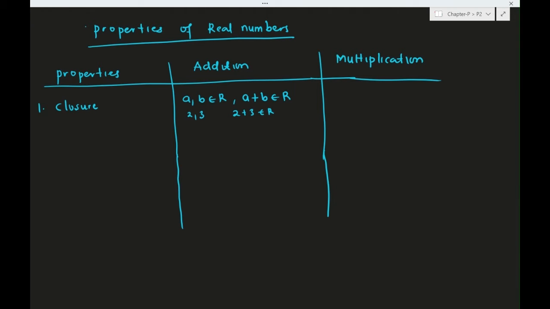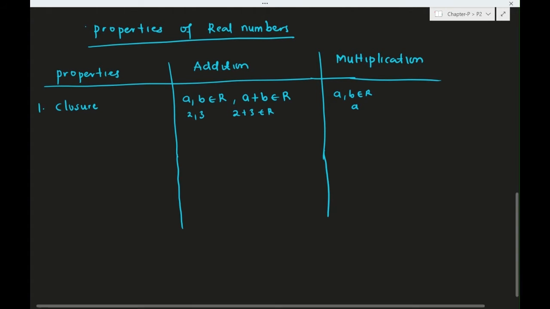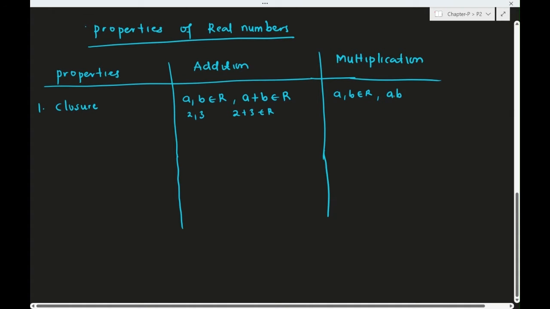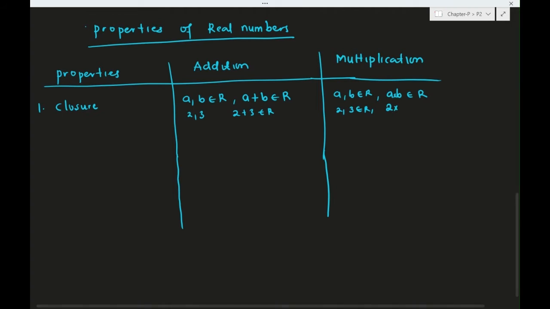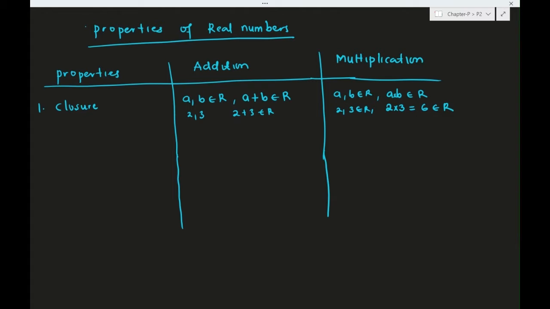And similarly, it also holds for the case of multiplication. If we take A and B in R, and we take A times B, this is multiplication, it is also in R. So if you take 2 and 3 in R, 2 times 3, which is going to be 6, is also a real number. So this is what we mean by closure.